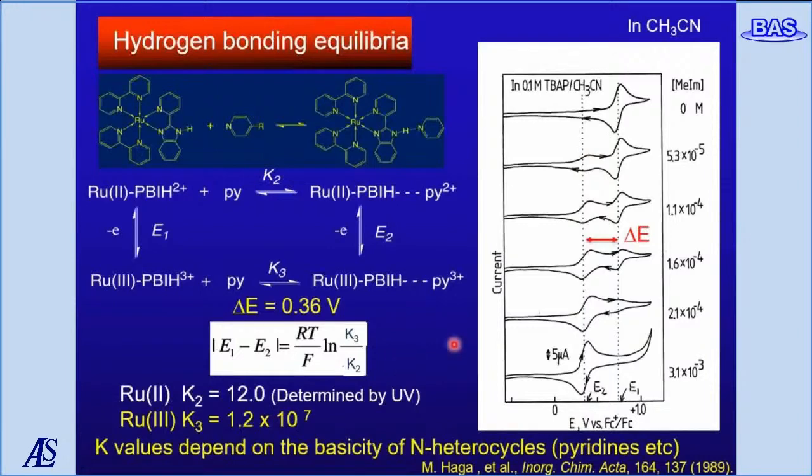When the original ruthenium 2 state is oxidized to ruthenium 3 state, the K values dramatically increase. In ruthenium 2 state, K is only 12. However, in ruthenium 3 state, the K value is 1.2 times 10 to the 7th.